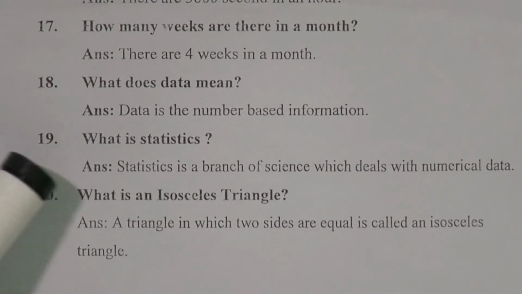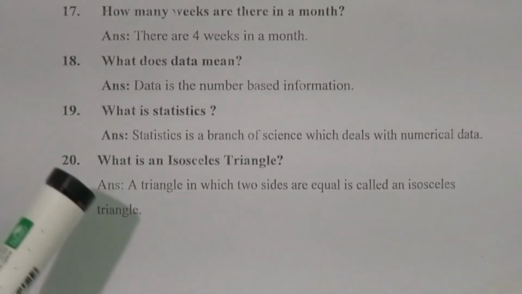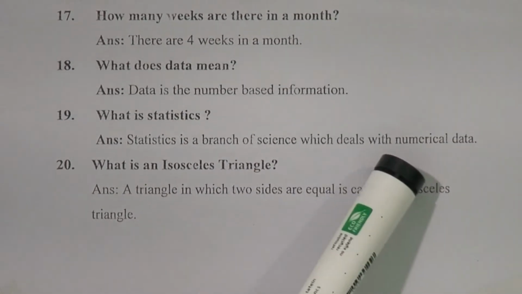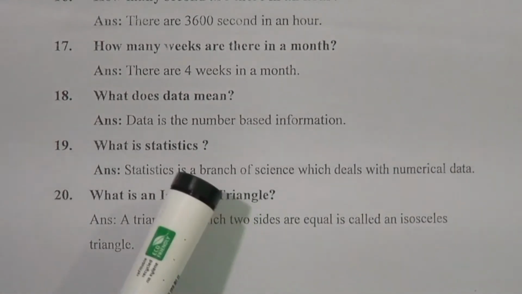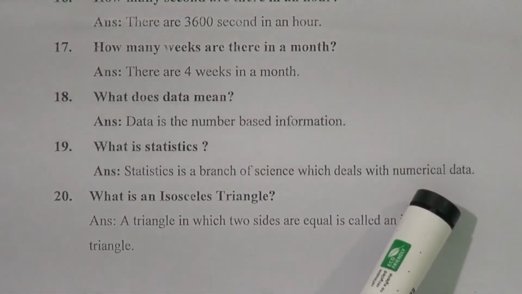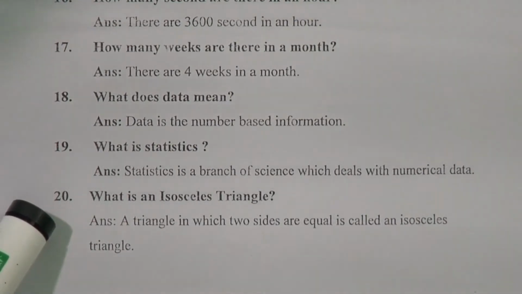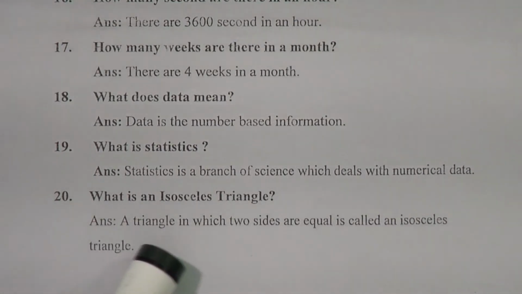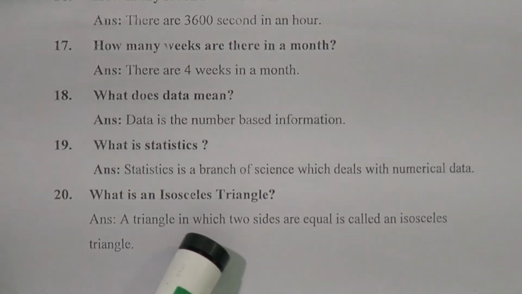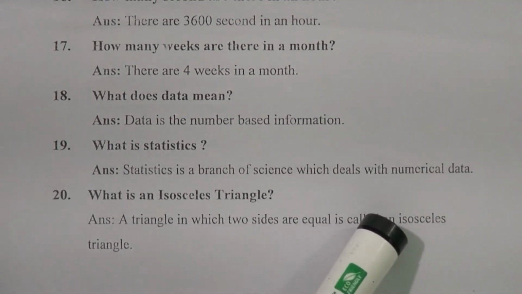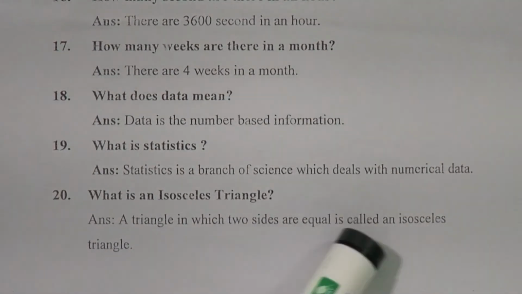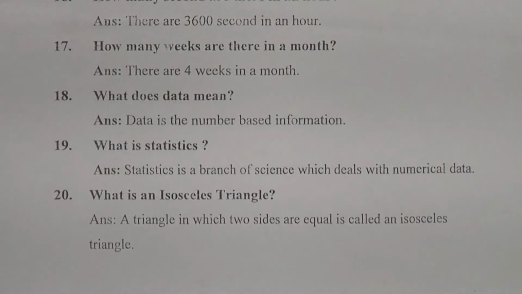Question number 19. What is statistics? You say statistics is a branch of science which deals with numerical data. Question number 20. What is an isosceles triangle? That means you have to say the definition. A triangle in which two sides are equal is called an isosceles triangle.